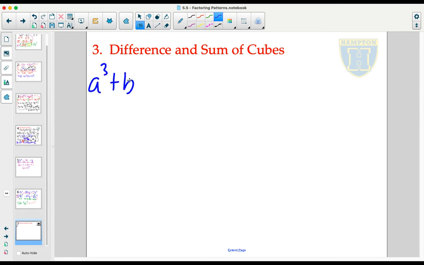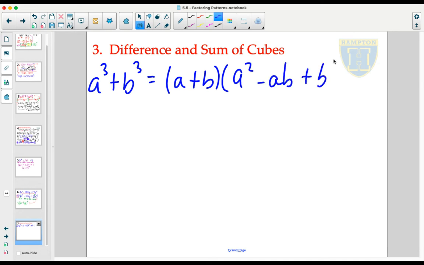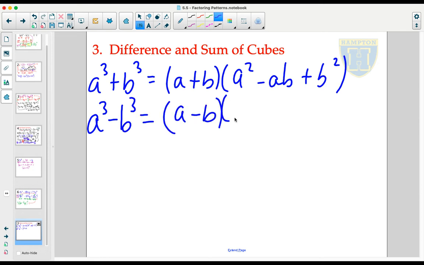So when we are adding two cubes, the special pattern looks like this. We have a binomial times a trinomial. And when we are subtracting two cubes, we have a very similar looking setup, but with two noticeable differences.